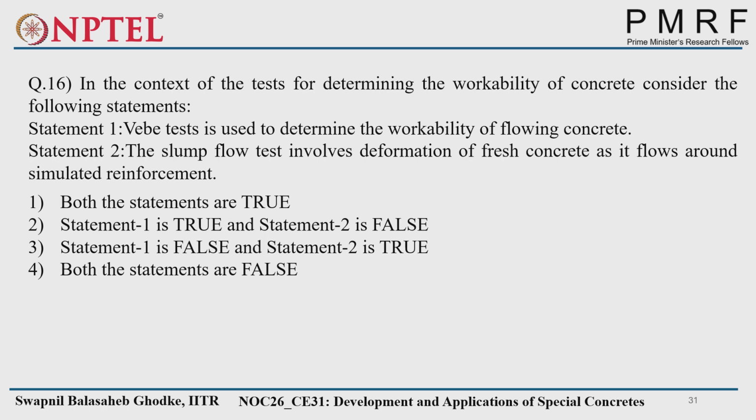For workability of flowing concrete, what will you use? Which test did I say for flowing concrete? Slump flow, not slump cone. Slump flow and slump cone are different tests. The slump cone test only measures the deformation, or shearing, of the concrete. In the slump flow test, you are measuring the flowability up to a 500 mm diameter. That's why we use the slump flow test for flowability, not the VB test.